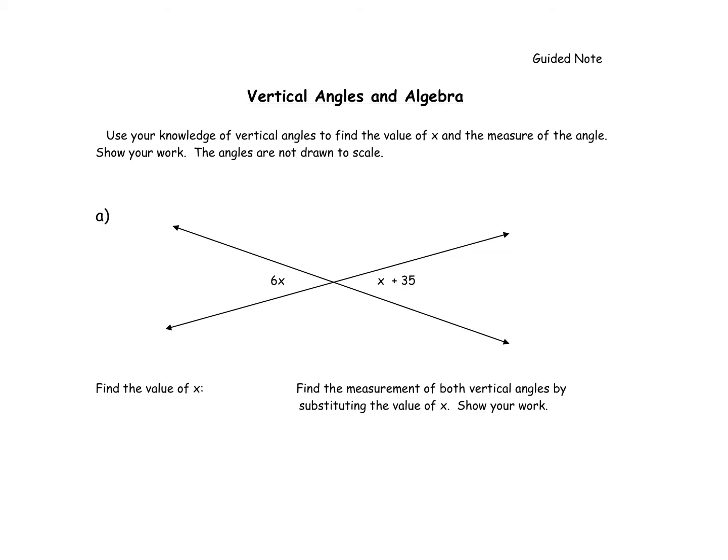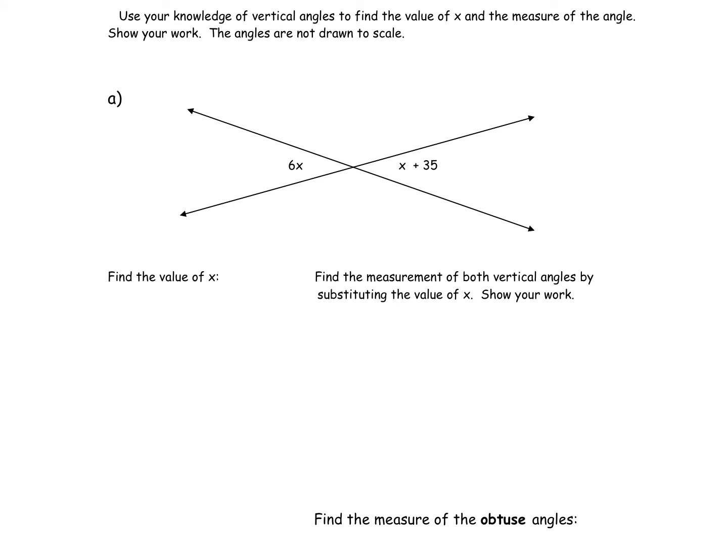So let's do that. If we know that vertical angles are congruent, then we can say that they're equal to each other. So we're going to put 6x equals x plus 35. And now if you recall working with variables on both sides, we have to eliminate one of them, and we usually choose the weaker one. So I'm going to take away 1x on this side. So that's our first step.